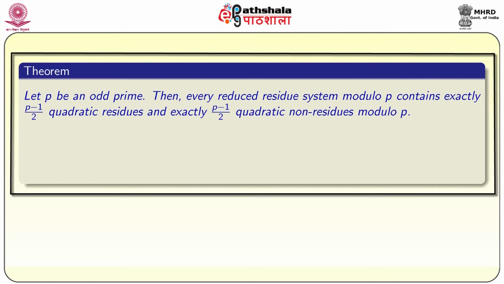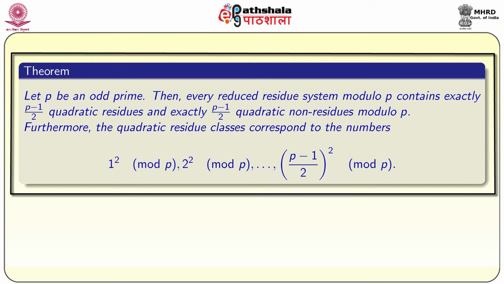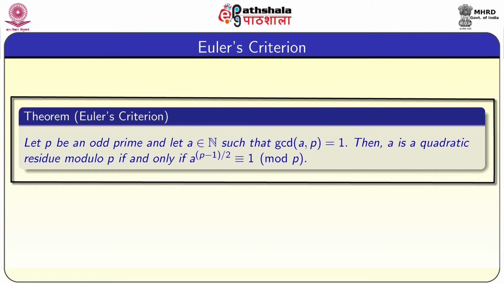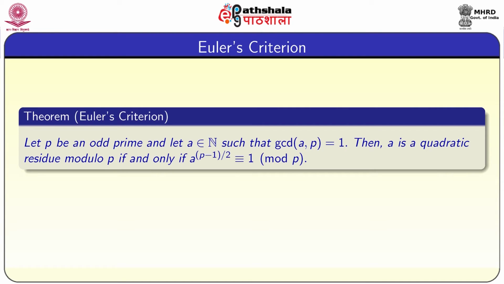If p is an odd prime, then every reduced residue system modulo p contains exactly p minus 1 by 2 quadratic residues and exactly p minus 1 by 2 quadratic non-residues modulo p. Furthermore, the quadratic residue classes correspond to the numbers 1 square mod p, 2 square mod p and so on, up to p minus 1 by 2 square modulo p. Now we are going to give an important criterion called Euler's criterion.